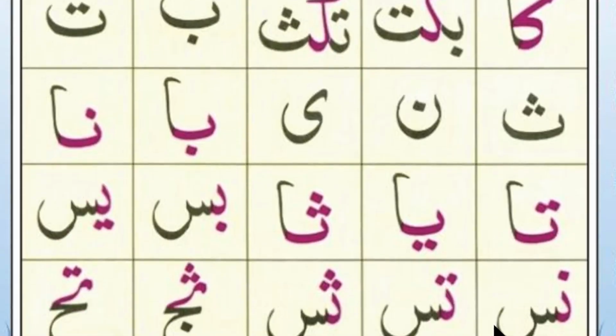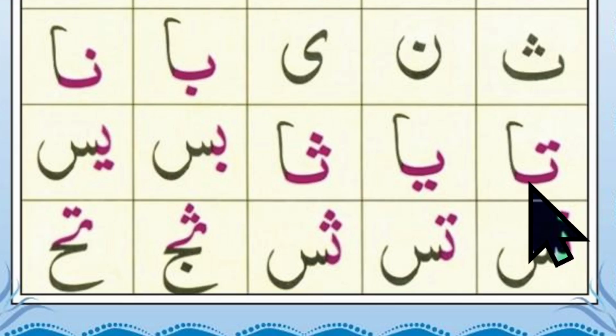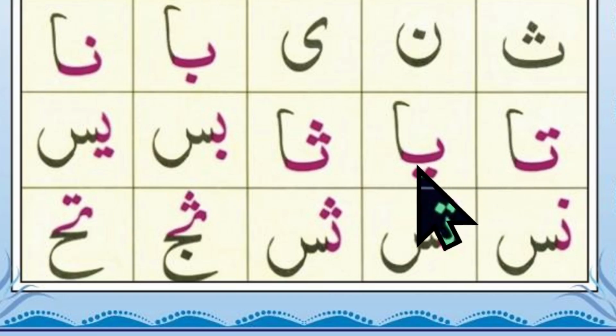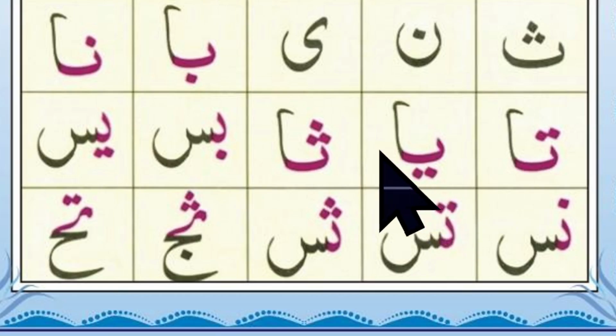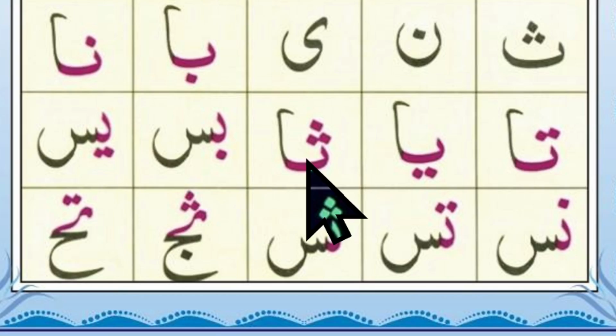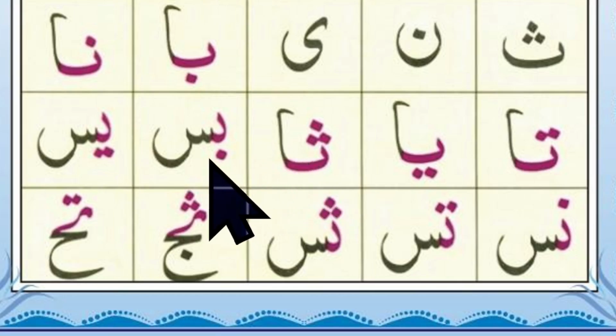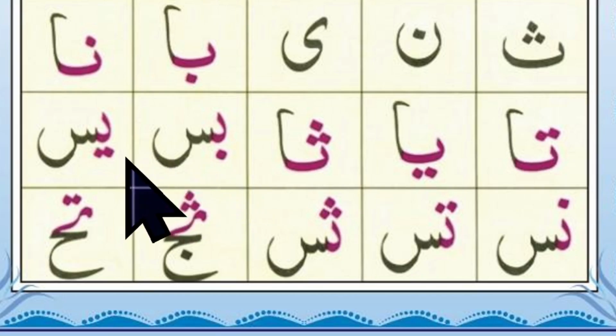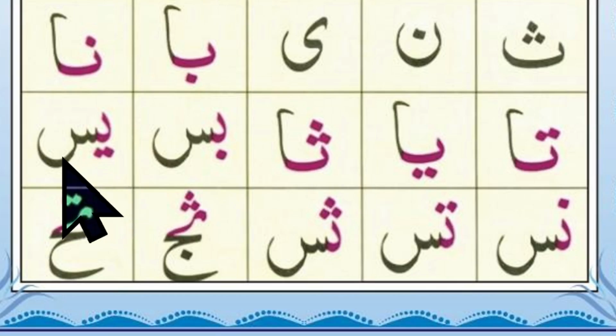And then the next one is ta, alif, ta, alif. Then 2 dots down, ya, alif, ya, alif. Then the next one is sa, alif, sa, alif. And then ba, sin, ba, sin. Then ya, sin, ya, sin.